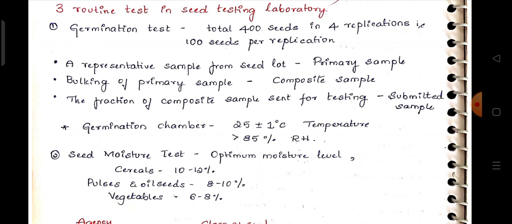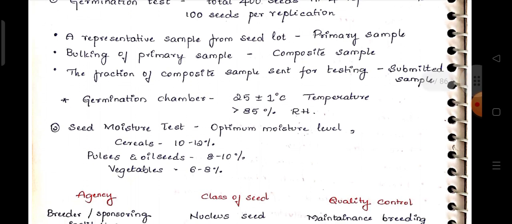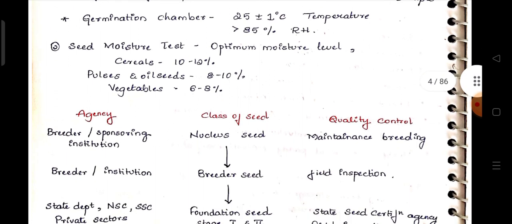Seed moisture test. Here the optimum moisture level for cereals should be 10 to 12%, pulses and oil seeds 8 to 10%, and vegetables 6 to 8%.